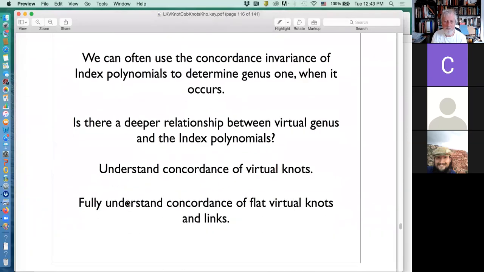I don't know about a deeper relationship between virtual genus and the index polynomial. It would be good to understand that better.